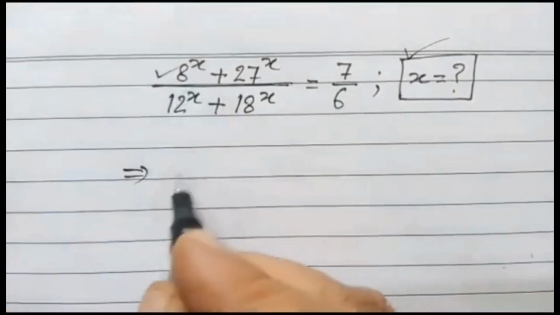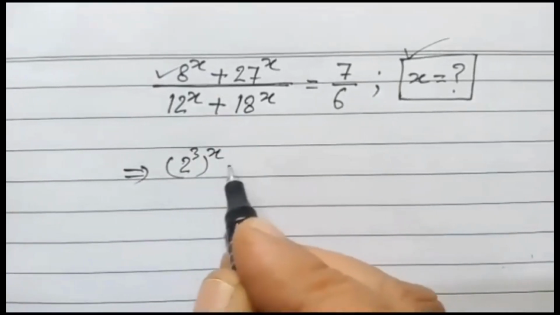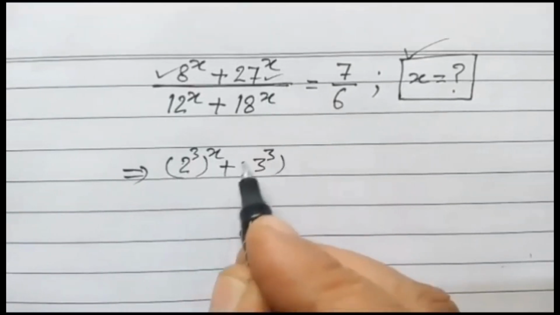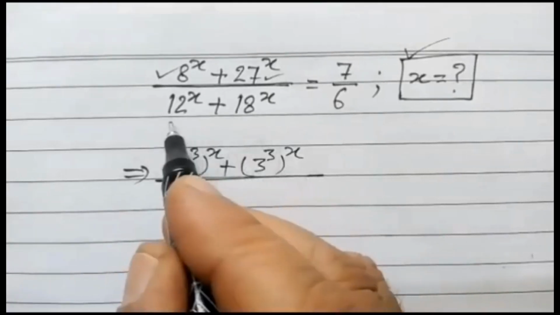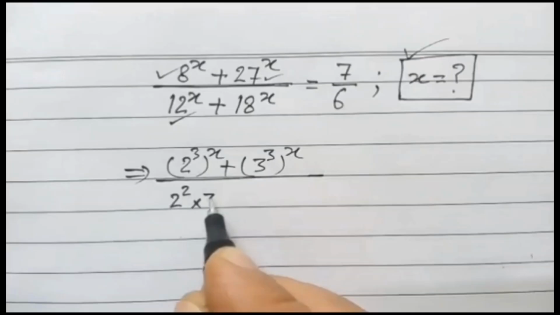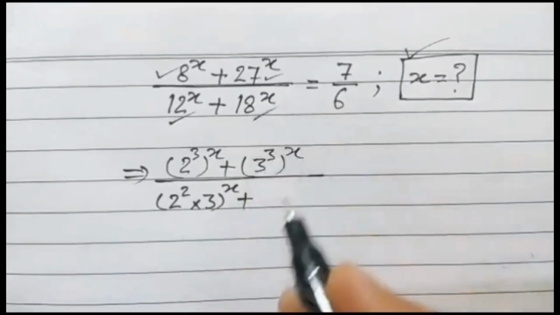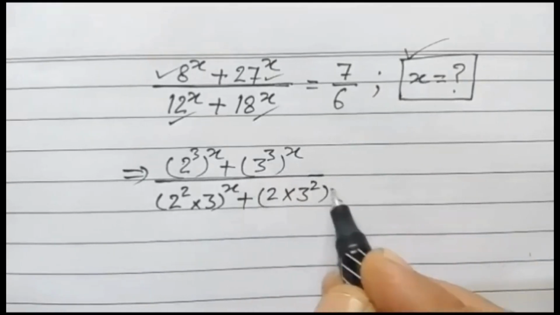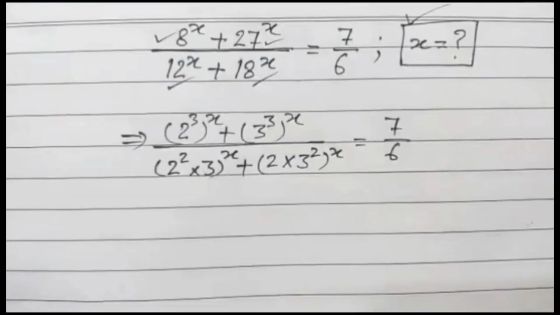8^x can be written as (2^3)^x plus 3^3 to the power x, over 2^2 into 3^x plus 2 into (3^2)^x, is equal to 7/6. Okay.